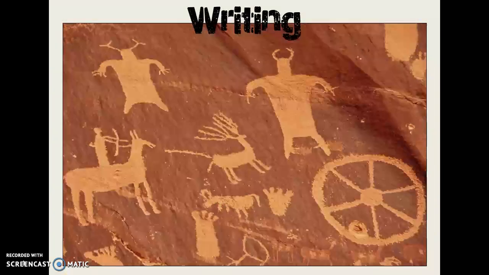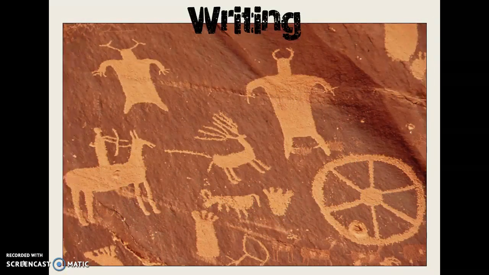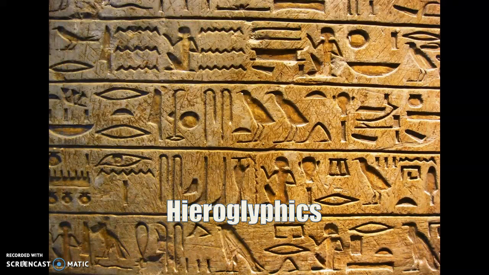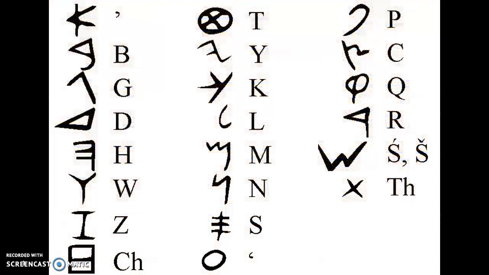Writing. We talked about pictograms, which were some of the earliest written symbols, such as on cave art, from the Paleolithic age onto the Neolithic. In ancient Egypt, you had hieroglyphics. And you can see they're kind of like pictograms, but maybe not as clearly defined for some of their symbols and what they represent.